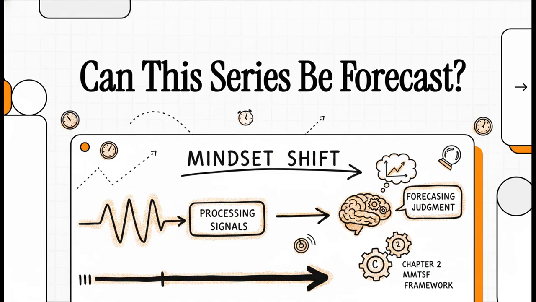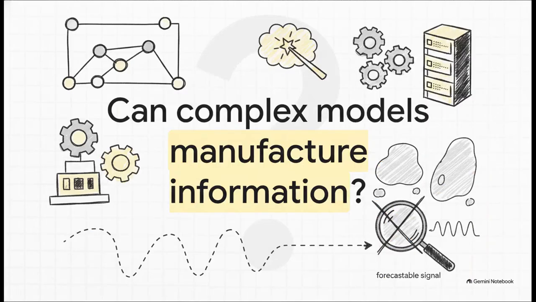Welcome to this explainer. Today, we're diving straight into Chapter 2 of the MMDSF framework to tackle a massive, fundamental mindset shift in how we approach time series data. We are moving way past the basics of just processing signals, and we're stepping into the real art of forecasting judgment. Okay, so let's dive into this provocative question. Can a complex model actually manufacture information?